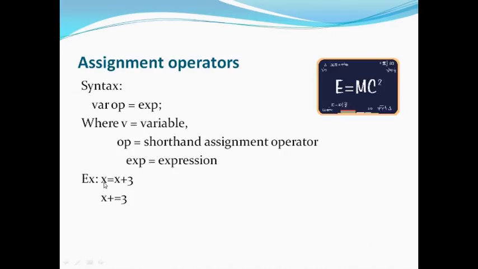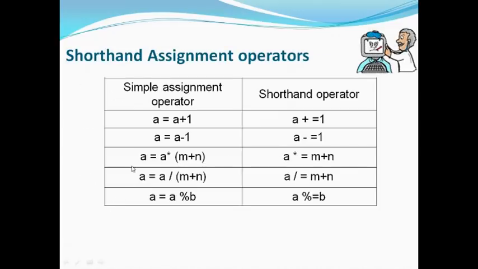If the variable on the left hand side of equal to and the right hand side of equal to are the same, instead of repeating the variable name, we can just write it as x plus equal to 3 by using a shorthand assignment operator. The shorthand assignment operators are like a equal to a plus 1. On the left hand side and the right hand side of equal to, we have the same variable name, so we can write it as a plus equal to 1, where plus equal to we call a shorthand assignment operator. a equal to a minus 1 can be written as a minus equal to 1.